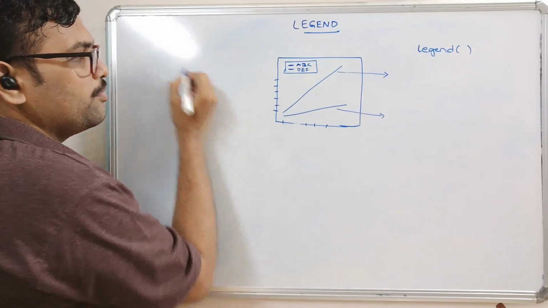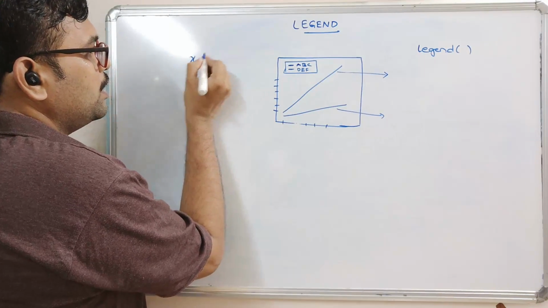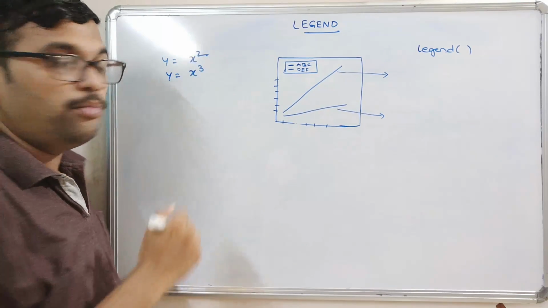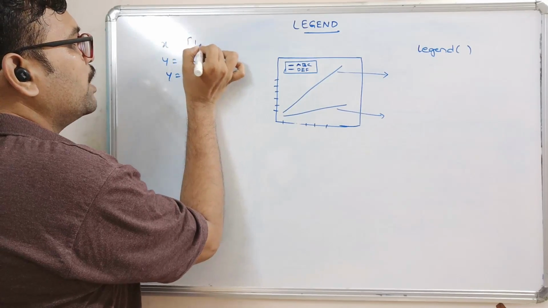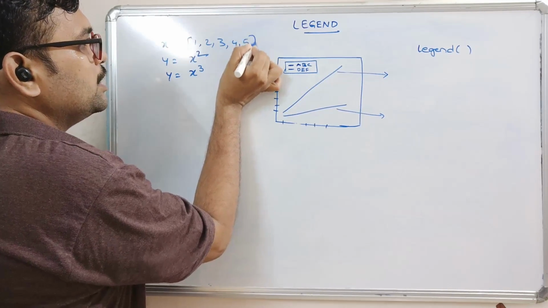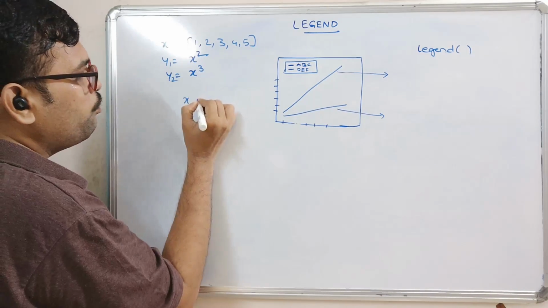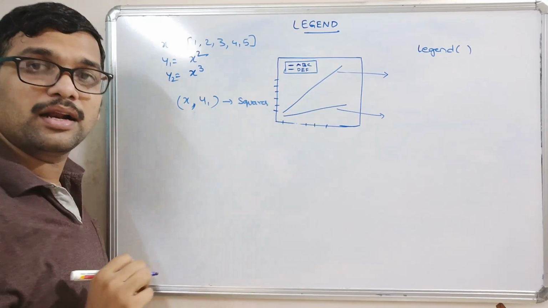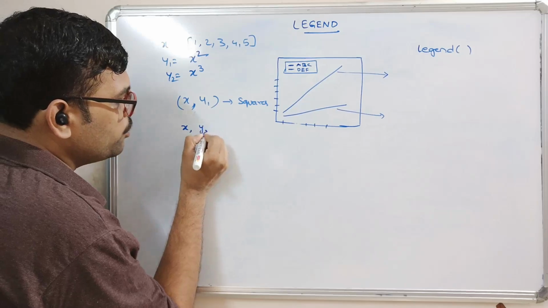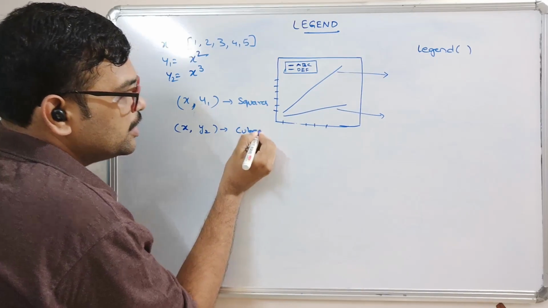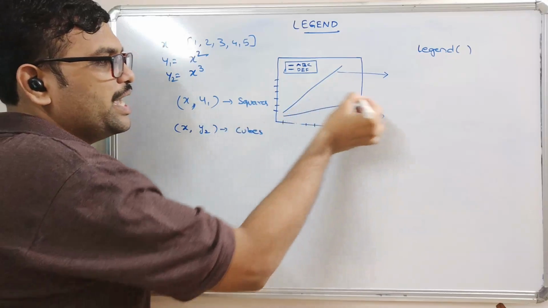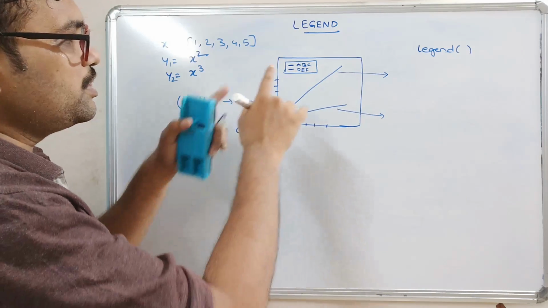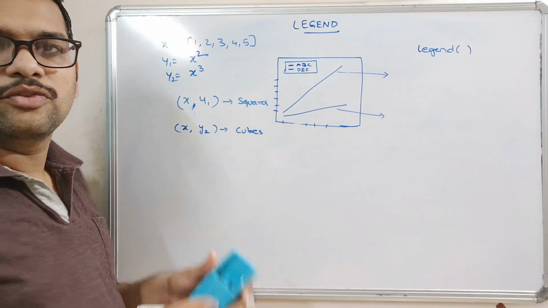For example, if you have plotted two lines, one with x square and another with x cube. So y1 is equal to x square and y2 is x cube, and x will be with the values 1, 2, 3, 4 and 5. If you plot x comma y1, it will give the squares. And if you draw x comma y2, it will give the cubes. Without this legend, we can't know which line represents the squares and which line represents the cubes. So in order to get that, we need to use the legend.